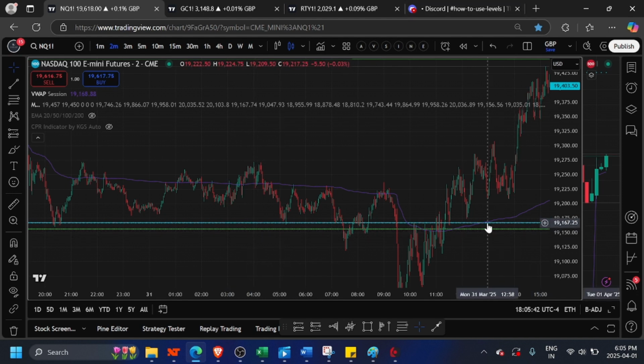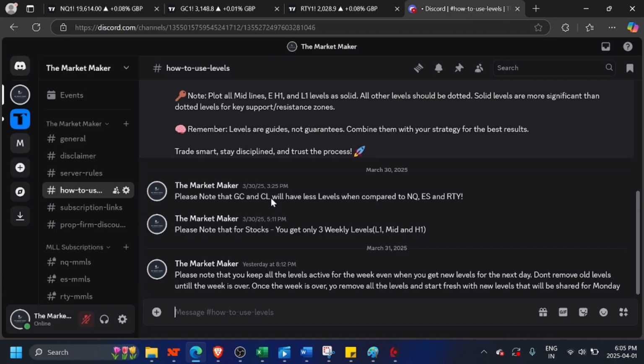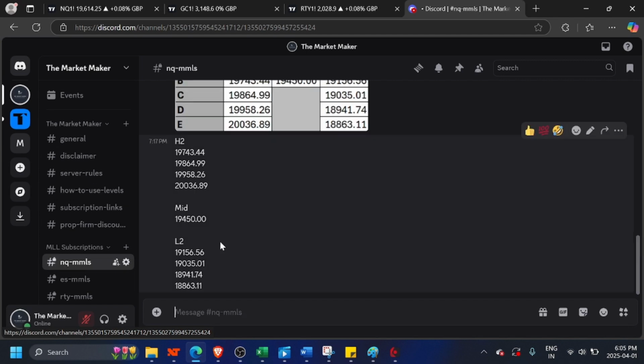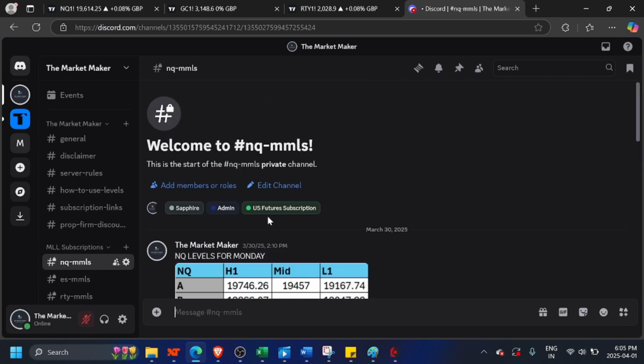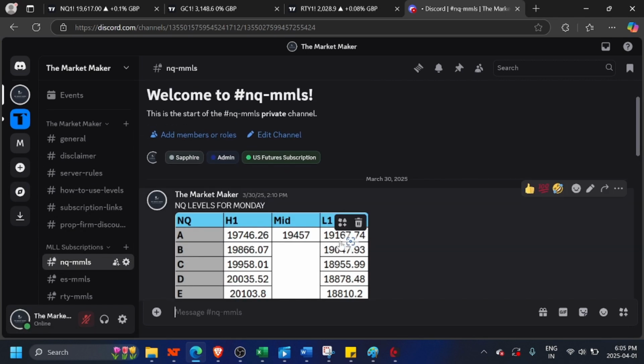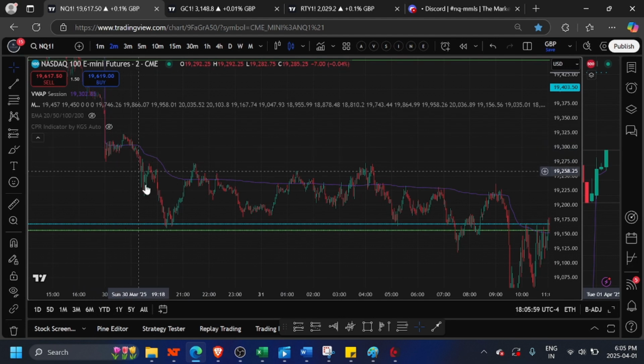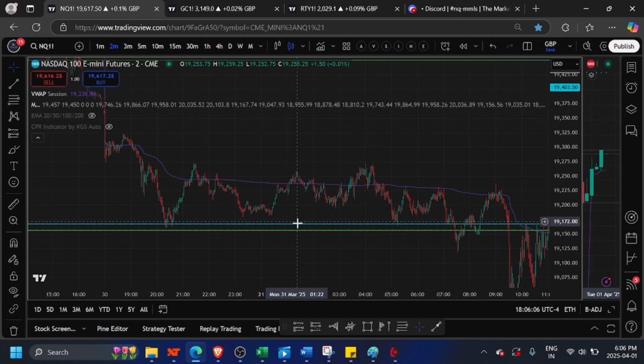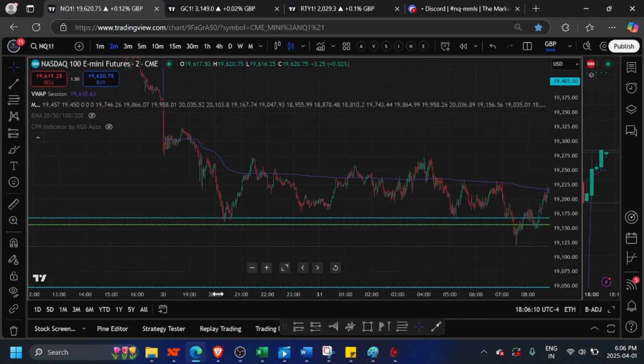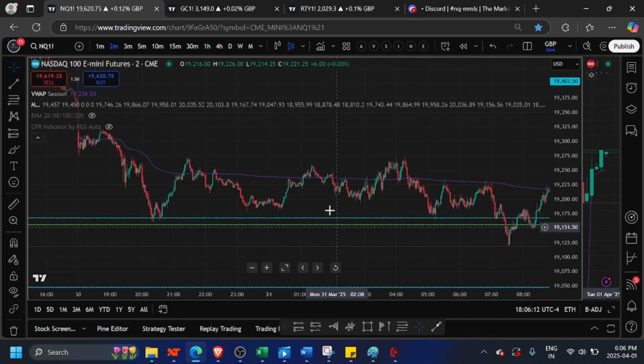So let's say for example this one, 19167. Let's go to NQ. This is my Discord, by the way. I post these levels here. 19167.74 was one of the levels. On Monday, the market opened, it came here, and you can see from this price level, it bounced off this level, 19167. So price bounced, and I took the double bottom trade to the long side.